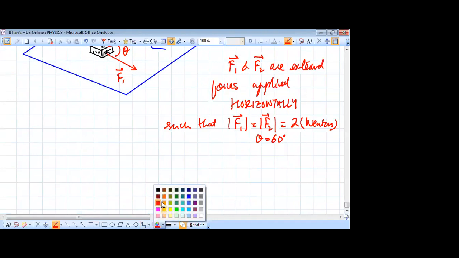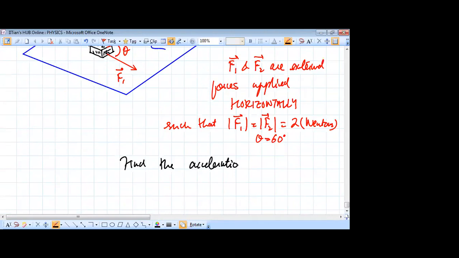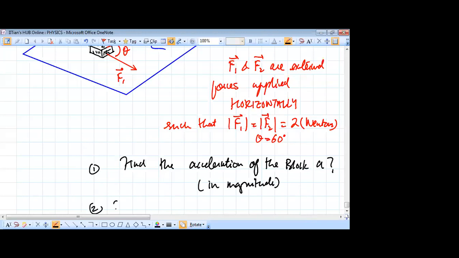So find the acceleration of the block in magnitude. So all forces acting on it. Okay, just try this question out.